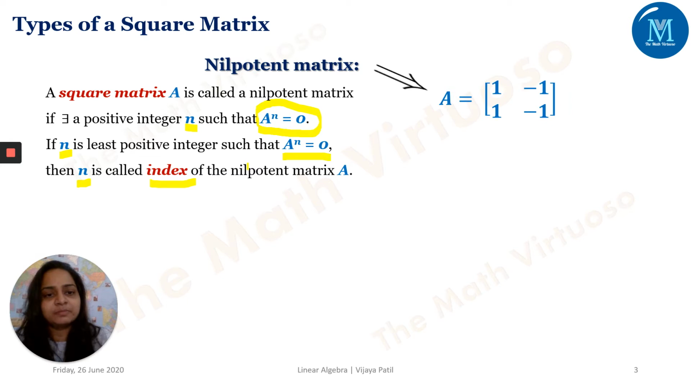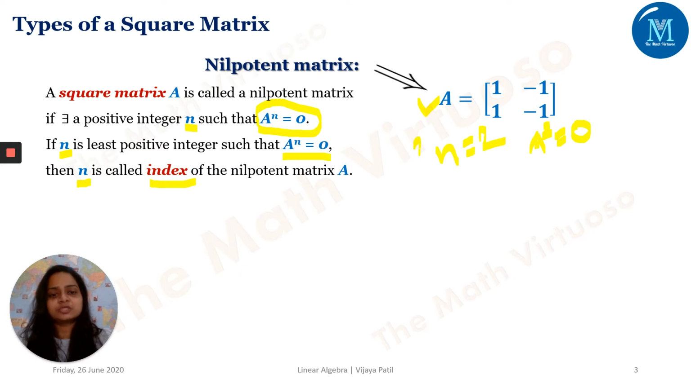Let us take one example. Capital A is [[1, -1], [1, -1]]. If you go for A square of this matrix, you will get A square equal to 0. My suggestion is to pause the video and see whether you are getting A square equal to 0 or not. If A square is 0, that means the small n, the index of this nilpotent matrix, is equal to 2.